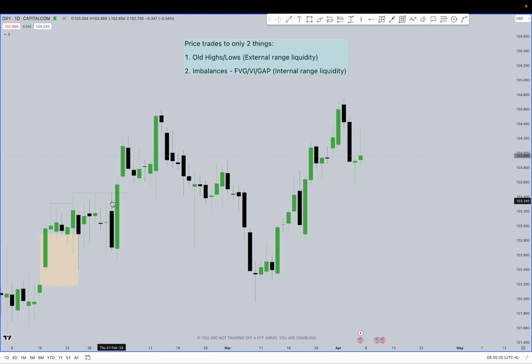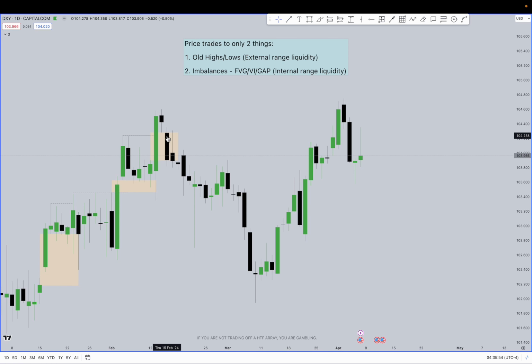It's up here. After the external range liquidity, where do your eyes draw next? Internal range liquidity. We have a fair value gap here. Also volume imbalance. Let's focus on the fair value gap now. And after internal range liquidity, where does price go next? External range liquidity. Old highs and lows. It's old high. After external range liquidity, where does price draw next? Internal range liquidity. Back to this fair value gap.